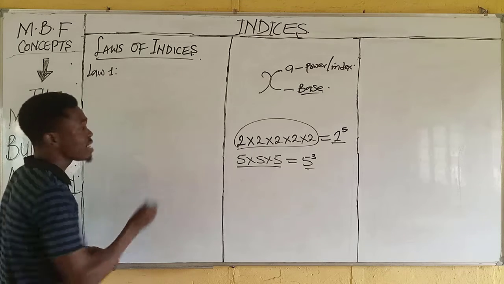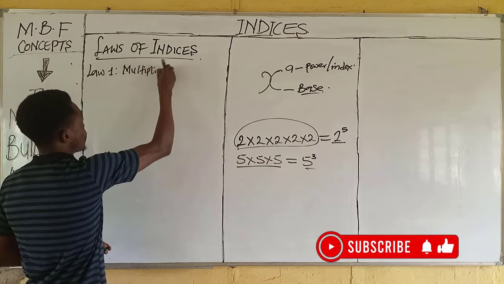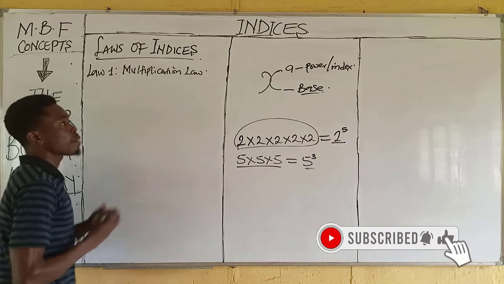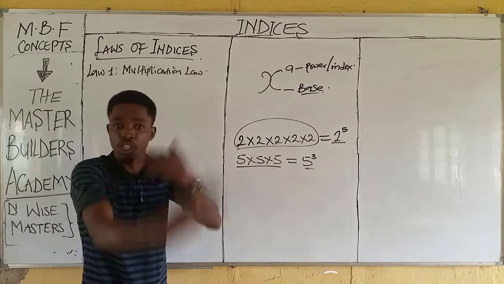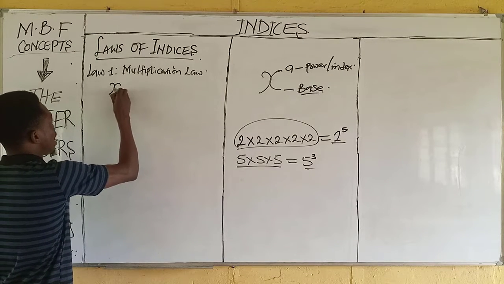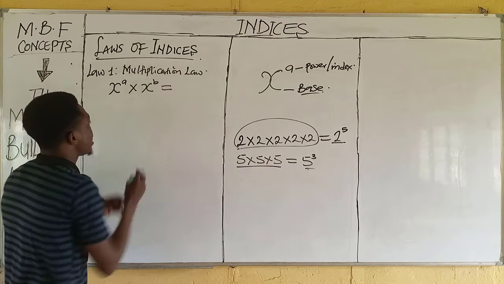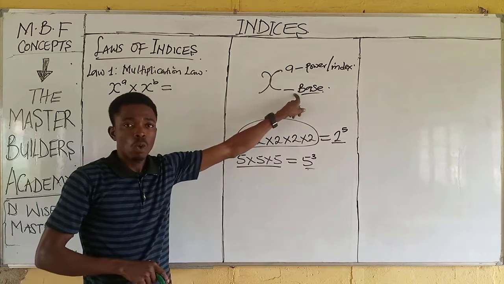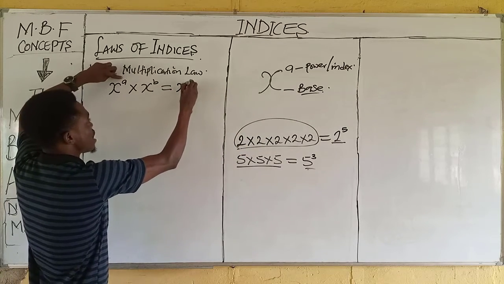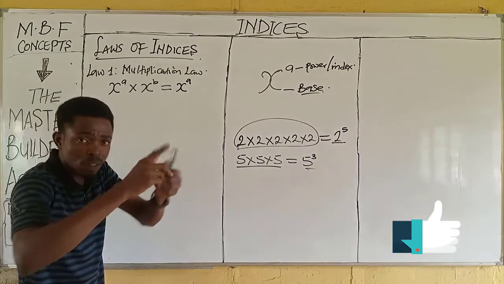The first law of indices is called the multiplication law. Now, what is this multiplication law? This multiplication law is when an index notation multiplies another index notation. It therefore means that if I have x raised to power a multiplied by x raised to power b, all I need to do is to check the base. Once the bases are equal, I will pick one of the bases, then pick the first power. Don't forget that multiplication in indices means addition in indices.